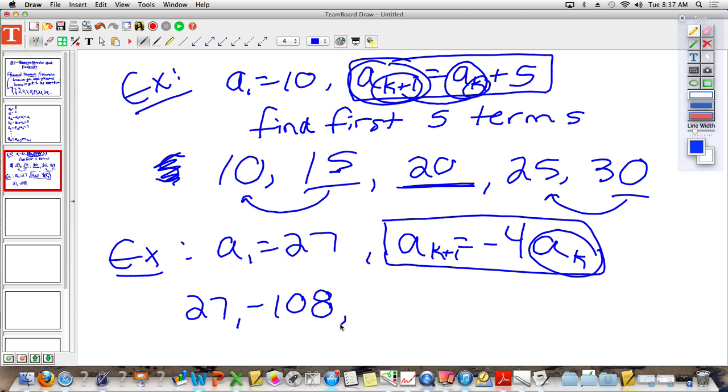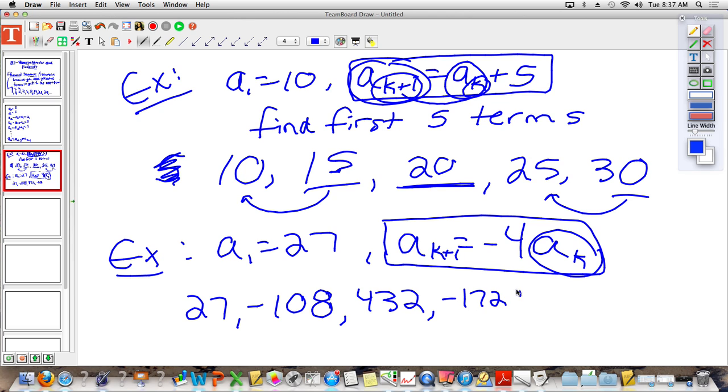Notice you are multiplying by a negative. If you are multiplying by a negative, what's happening to the numbers in your sequence? They flip-flop. Yeah, every other number is going to be negative. So if we start with the positive and then go to our negative, the next number is going to be a positive. So what's negative 108 times negative 4? 432. Now you take 432 and multiply that number by negative 4. Negative 1,728.